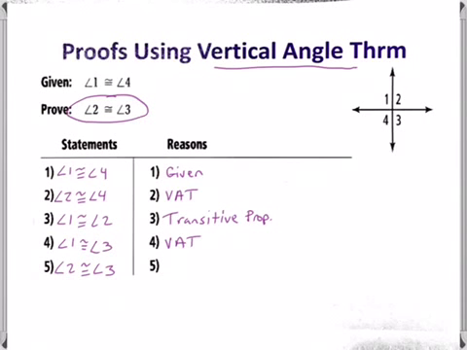Well, I should notice here that 2 and 3 are both congruent to angle 1. So if they're both congruent to angle 1, then they must be congruent through the transitive property. So we're able to prove that 2 is congruent to 3 through the transitive property at the very end, using 5 steps in our proof.